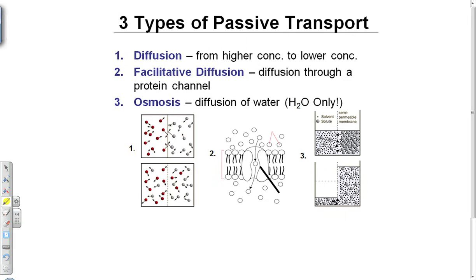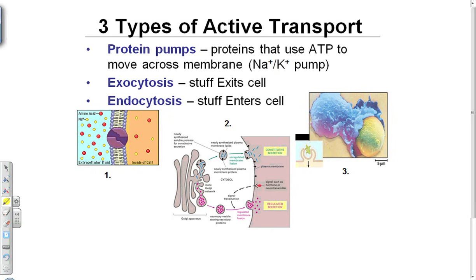Here you go again, basically diffusion is always going from higher to lower. Again, it's passive. Facilitated diffusion means it's going through a protein channel, so you see like the molecule traveling through there like a little tunnel. And osmosis is the movement of water that goes through the membrane. And osmosis is only specifically dealing with water. And then active transport, again, using ATP. So you have protein pumps that use ATP.